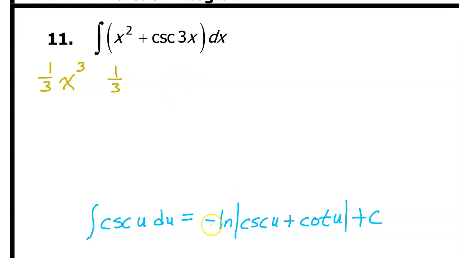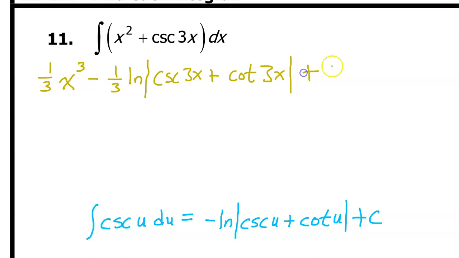Now I move on with the rule. I have negative natural log, absolute value of cosecant u plus cotangent u. So the negative I will put right here. And here's my natural log of the absolute value of cosecant u plus cotangent u, plus c.